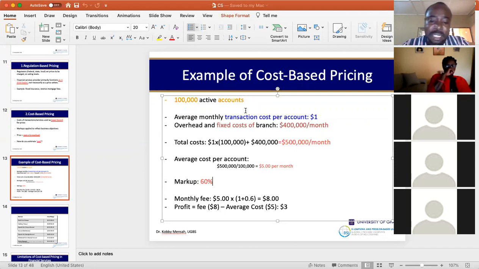So let's say a markup of 60%, which means 60% on that $5, which is the average cost per account, becomes your profit, all right? So you add that 60% to the cost per month, and then you get what? 8 cedis. That is your price, how much you're pricing it. So if the customer buys the item at 8 cedis, you subtract your average cost, which was 5 cedis, and you get 3 cedis as your profit.